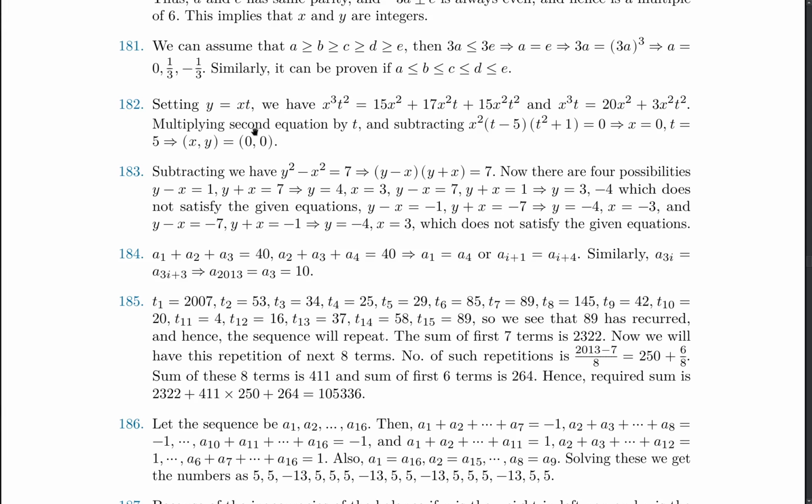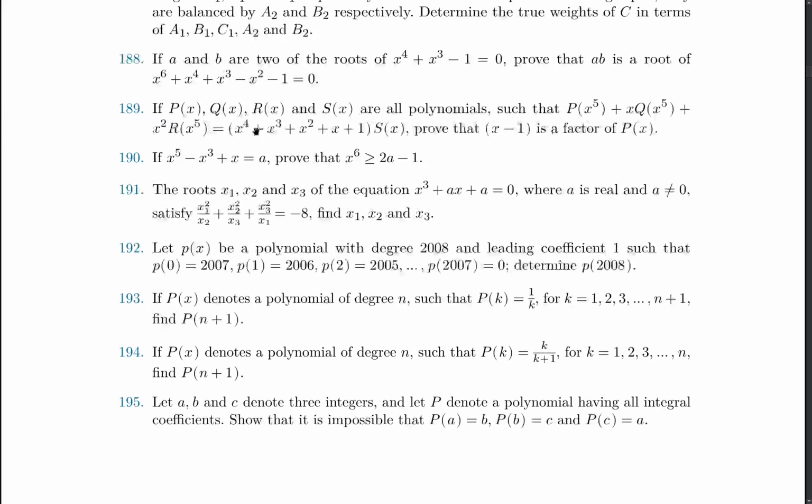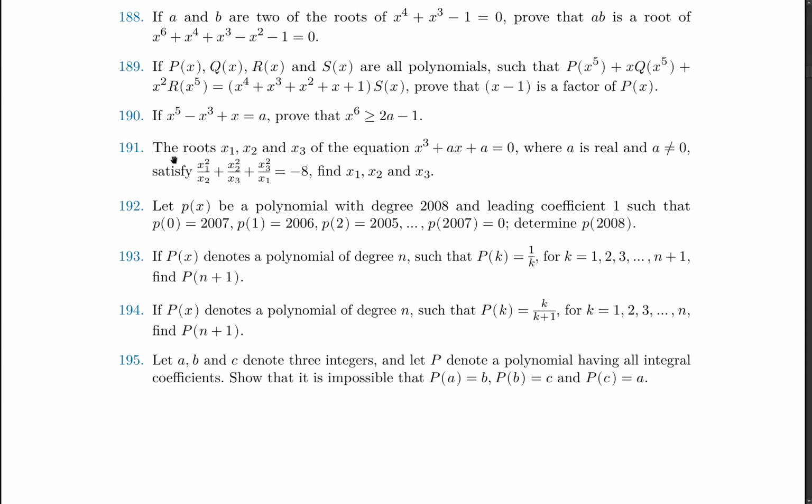So with that out of the way, let's get started on question number 191. Question 191 says that the roots x1, x2 and x3 of the equation x cubed plus ax plus a is equal to 0, where a is real and a is not equal to 0, satisfy x1 square by x2 plus x2 square by x3 plus x3 square by x1 is equal to minus 8. Then we have to find x1, x2 and x3.